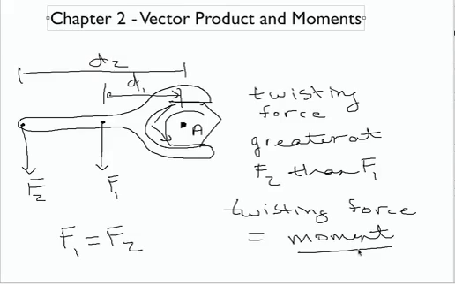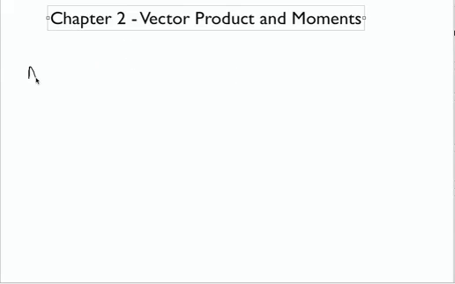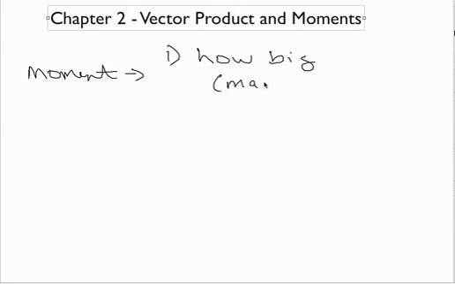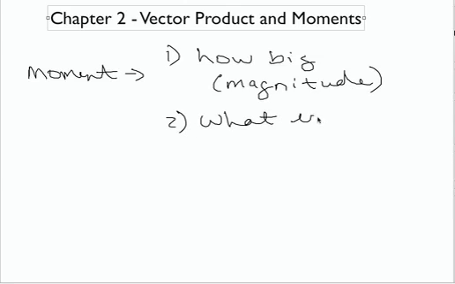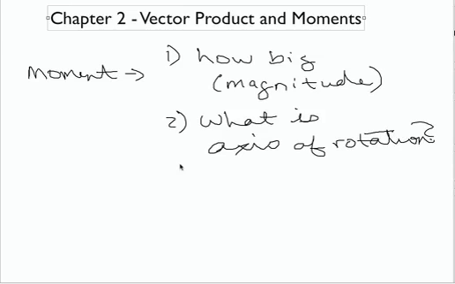All right, but a moment is now a little different than a pure force vector. We need to think about a moment. We need two things. For a moment, we ask two questions. One is how big, and that we think about as magnitude. How big, what is the magnitude of the twisting? And two, what is the axis of rotation? All right, so those are the two things we want to know.